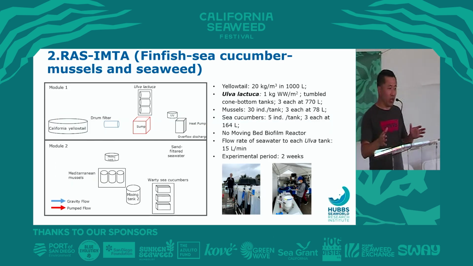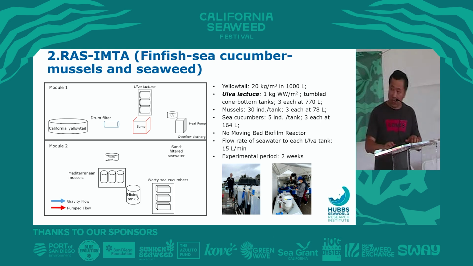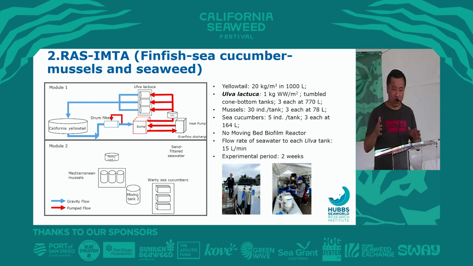The second model is our recirculating system combined with the IMT systems. We can call this system IMTRAS. This system is a little bit complicated. The water from the tank of the yellowtail enters through the drum filter into the one sump. And after heating, it is pumped into 3 awa tanks and back to the yellowtail tanks.